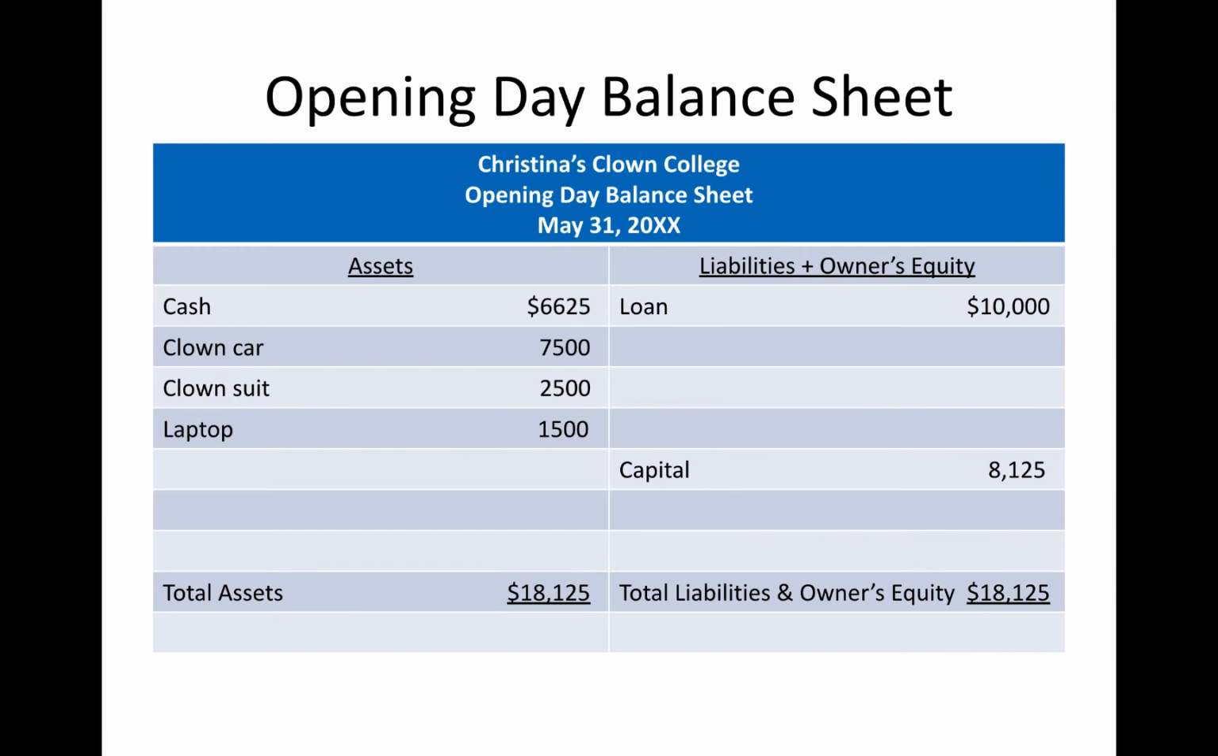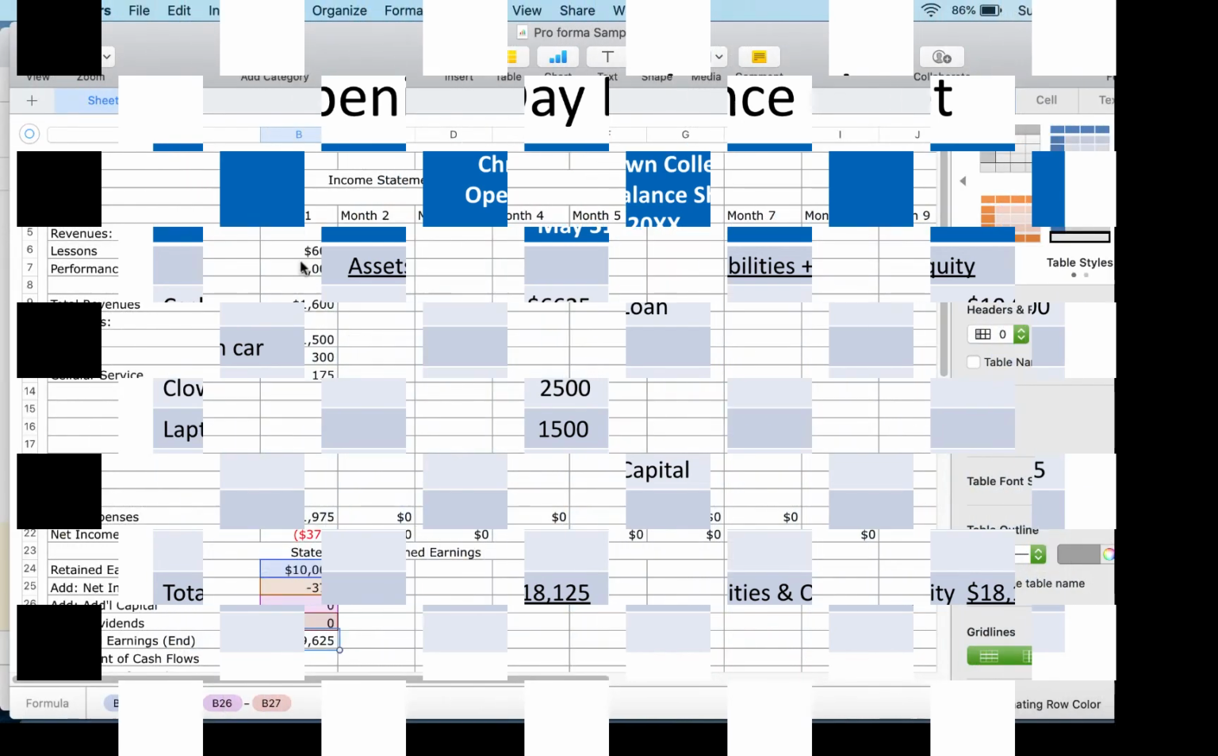Remember, going back, it all starts with the balance sheet. At the end of the year, we might do another balance sheet. But just as a reminder, that balance sheet is that snapshot in time. Remember that we have our assets on the left, liabilities and owner's equity on the right, and our total assets should equal our total liabilities and owner's equity.